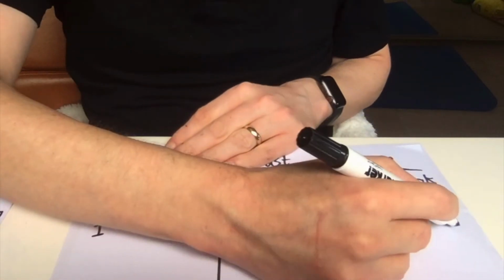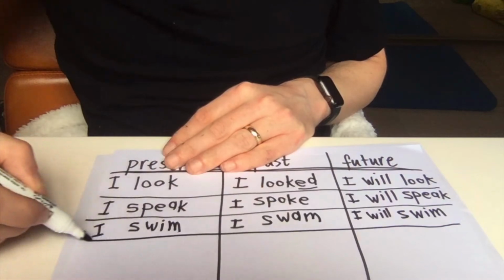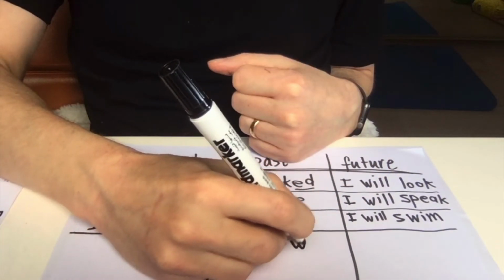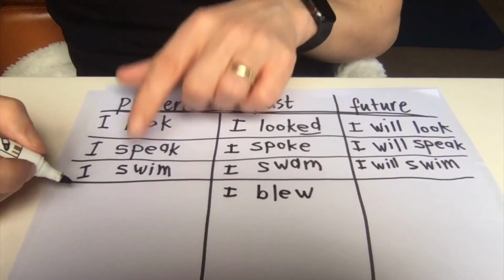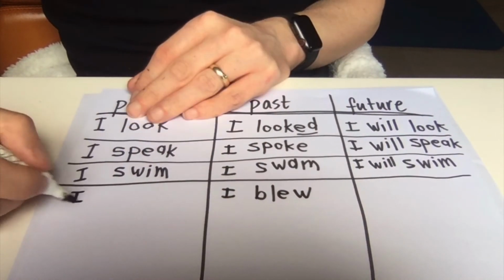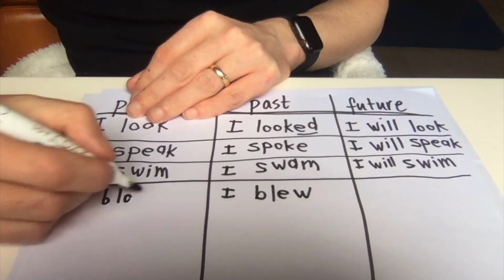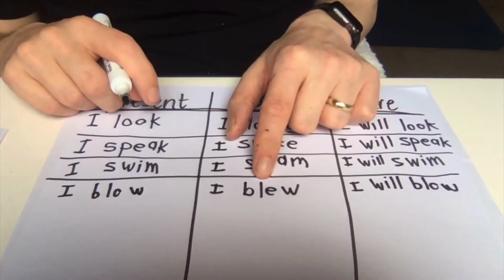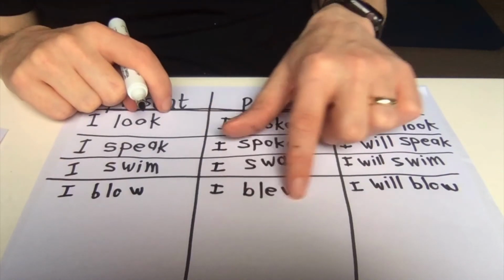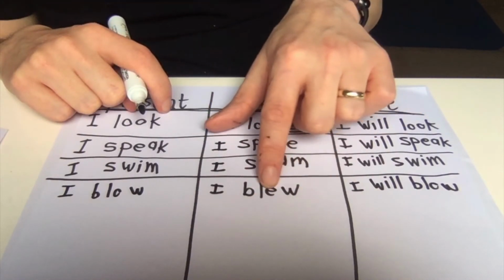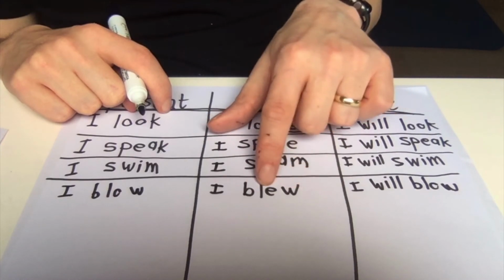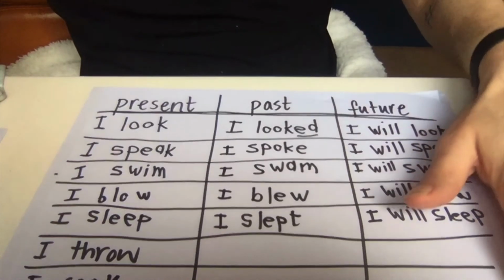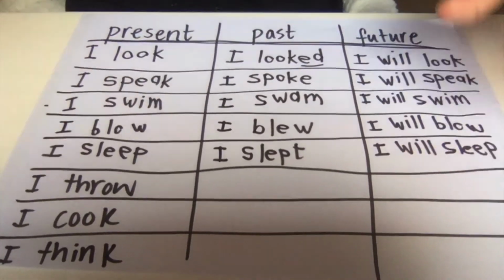Now I'm going to start a different way around to see if you can figure this one out. I'm going to go with the past tense first. I blew. If it was in the present tense, what would that be? Yep. I blow. And I will blow. And that one is kind of like I flew, I fly, I flew. It's almost the same pattern there. It has the EW sound.